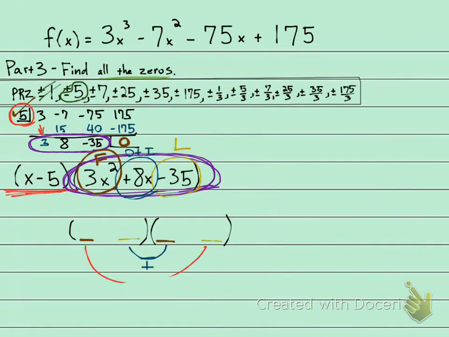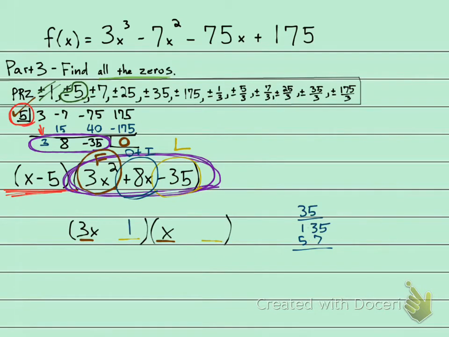Now, this was not too tough. I know that my first two numbers need to give me 3x squared, and that's going to be 3x and x. My last two numbers need to give me a negative 35, so it's either going to be 1 and 35, or 2 doesn't work, 3 doesn't work, 5 and 7. So I don't have too many different possibilities to try.